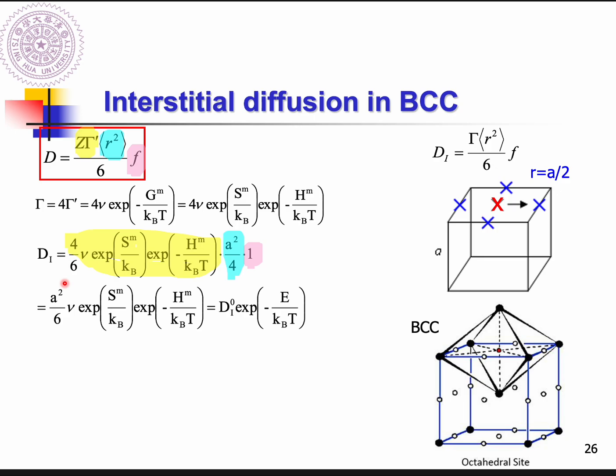And next, we just organize the temperature independent term here, and the temperature dependent term we just copy here. So you can express the diffusivity as D0 times the exponential temperature dependent term.